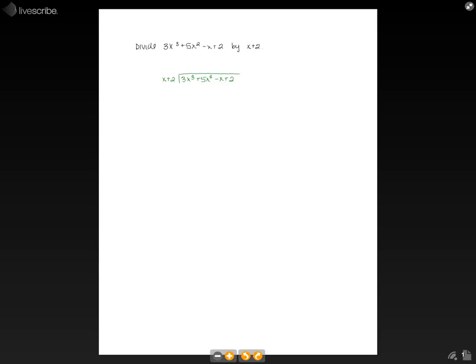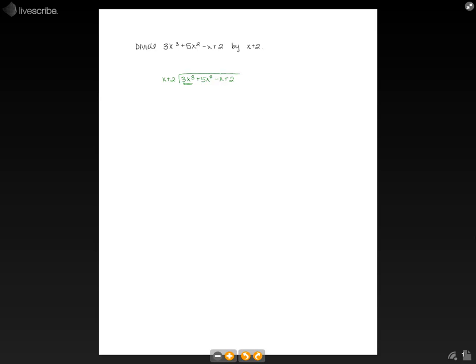Alright. So just like if we were doing normal long division, our first step is to look at 3x cubed. So we need to find out what we need to multiply x plus 2 by to give us 3x cubed. Alright, so since we have an x cubed, we know that we need to multiply by x squared to get x cubed.